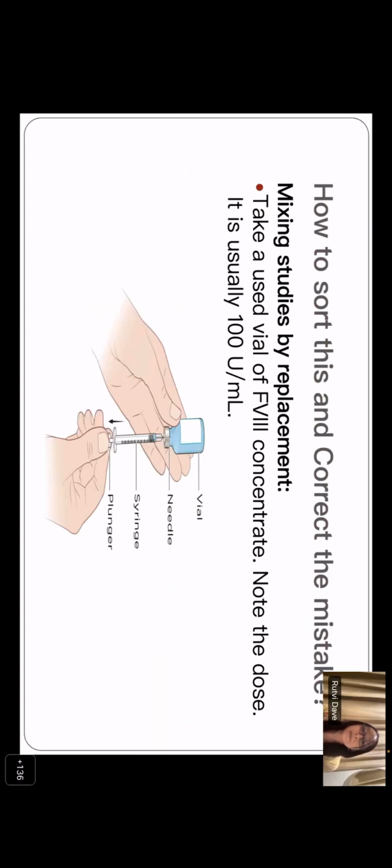It is very simple. If you are a treatment center where you can easily get the factor concentrates, the vial which is remaining after the factor concentrate is given to the patient will have a few drops of factor 8 remaining. So even if you can extract a few drops, it is sufficient. You can note down the dose. It is usually 100 units per ml.